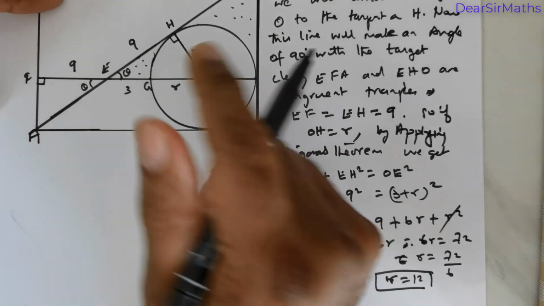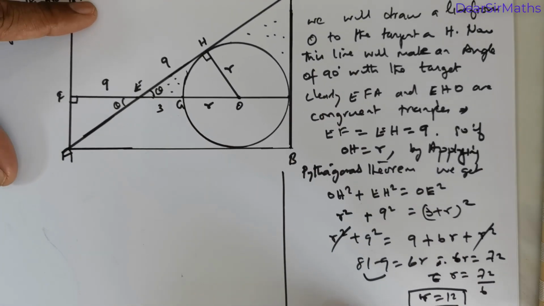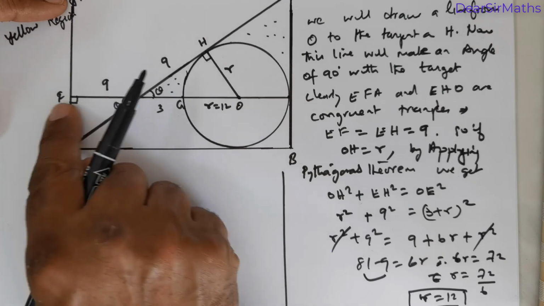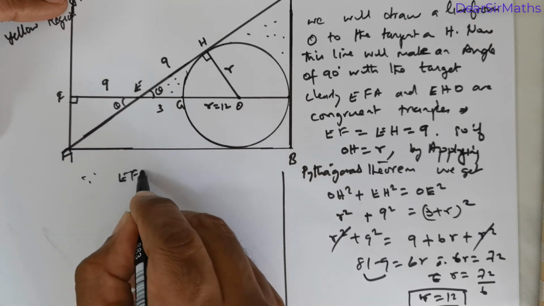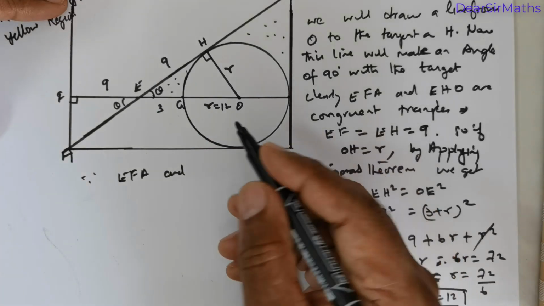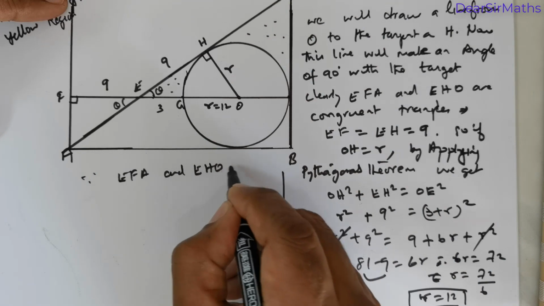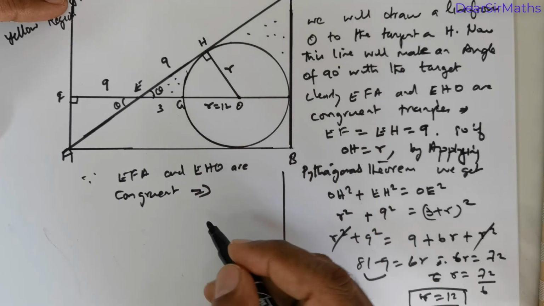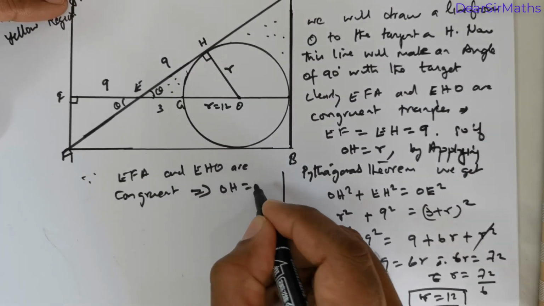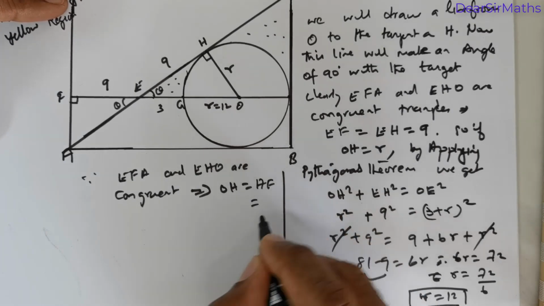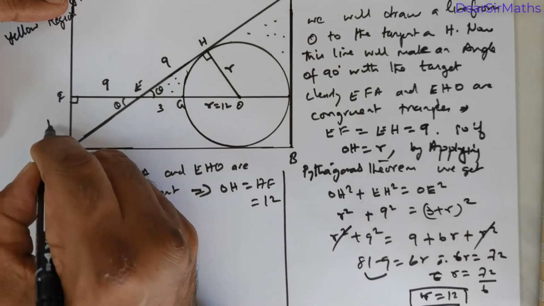So we have got that R is equal to 12. Now since EFA and EHO are congruent, this would mean OH is equal to AF is equal to 12 units. So this is going to be 12.